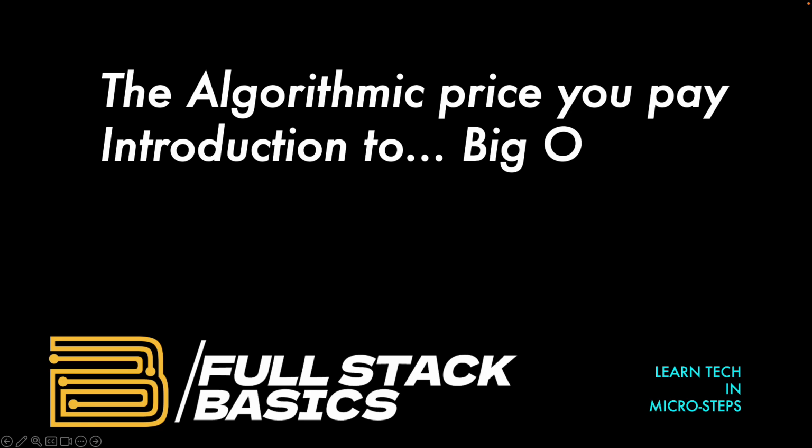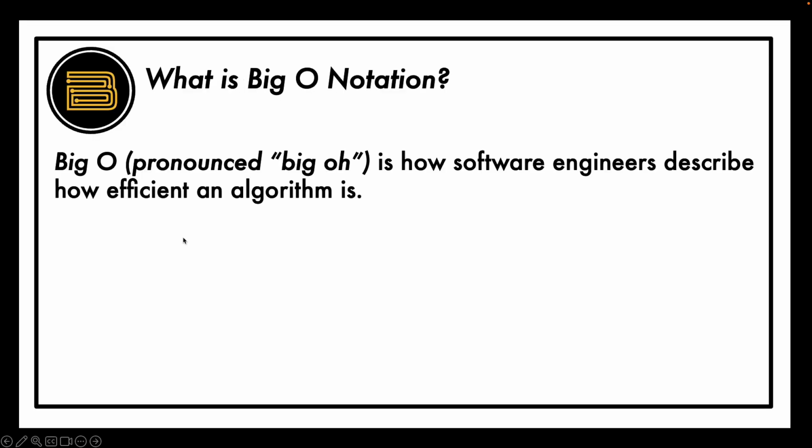Now we're going to talk about the algorithmic price you pay. And this is our introduction to Big O notation. But what is Big O notation? Big O is how software engineers describe how efficient an algorithm is.